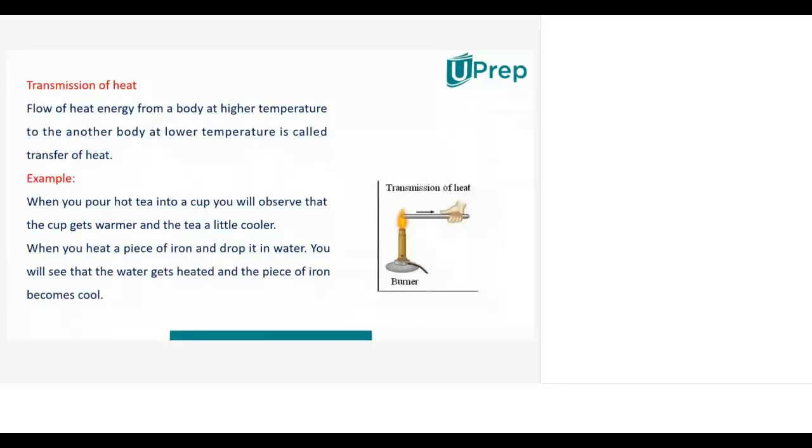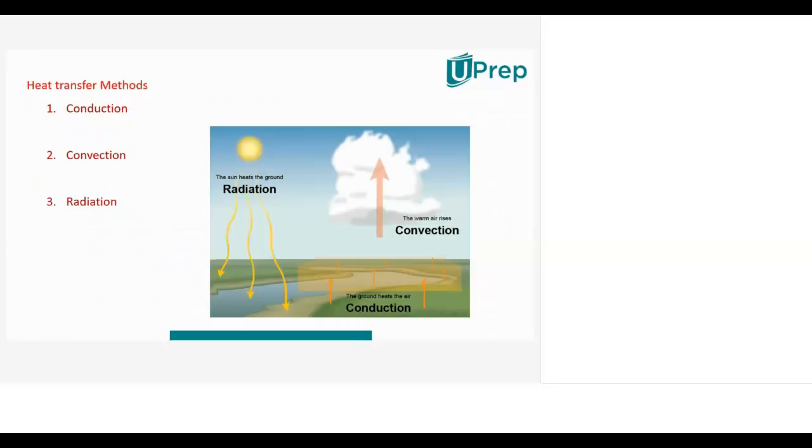How many ways are there to transfer heat energy from a hot object to a cold object? Three methods are there. What are those three methods? Conduction, convection, radiation. Very good. Conduction, convection and radiation. So three types of transfer of heat energy will be there.